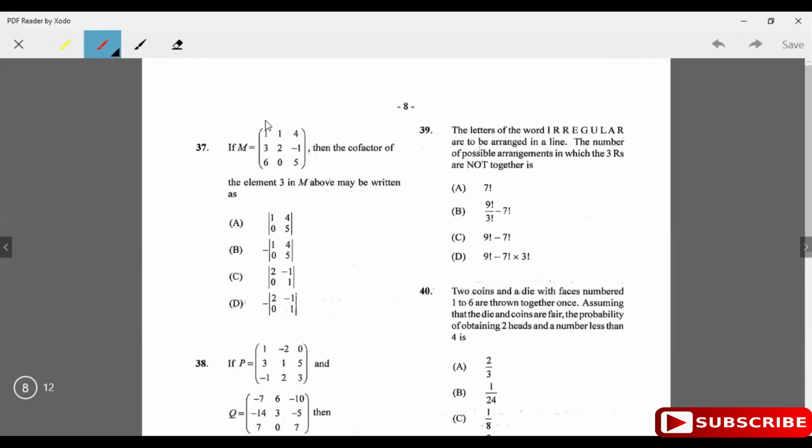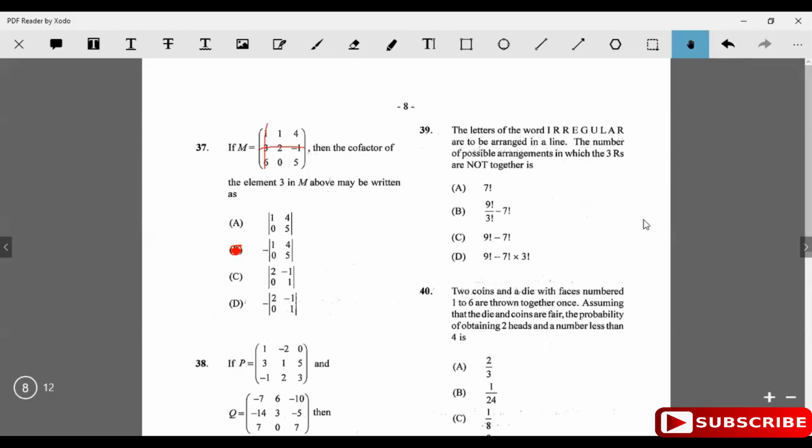So how you should do it is just make a cross for the row and the column where 3 is in, and you get 1, 4, 0, 5. Element 3. Negative 1, sir. Negative, sorry. Thank you. Plus, minus, plus, minus. Don't give it away, don't give it away, don't give it away. So that's B. This 36 is what again, sir?